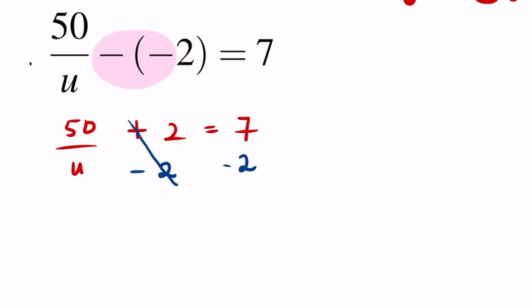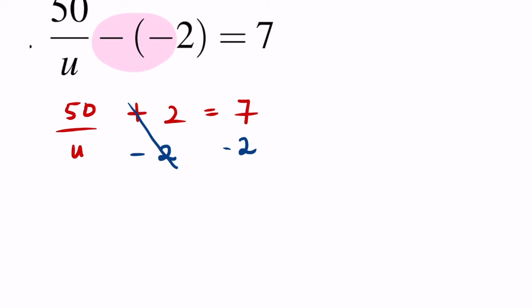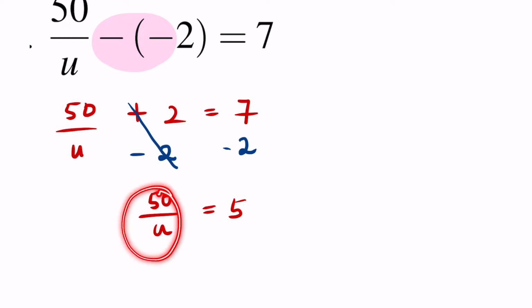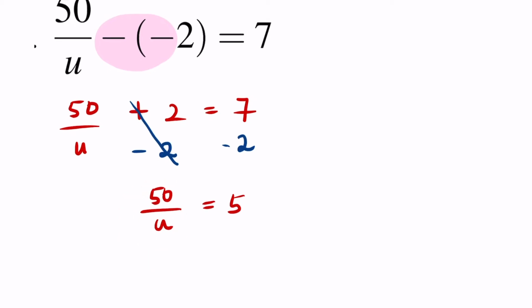So this cancels because 2 minus 2 is 0. Okay, so now what are we left with? 50 divided by u equals 7 minus 2 is 5. Now, if you look over here, this is a fraction. A fraction is a division problem. So what is the opposite of division? Multiplication. So we are going to multiply both sides by the denominator. The denominator is the bottom part of the fraction.